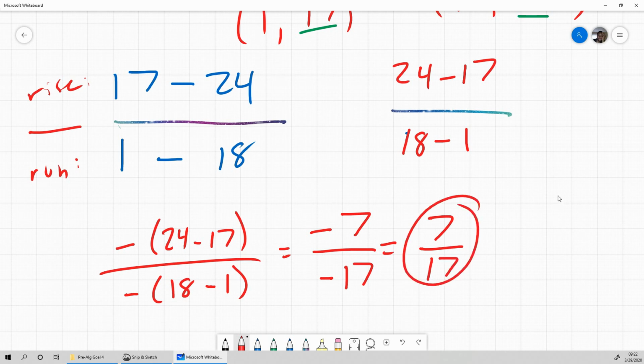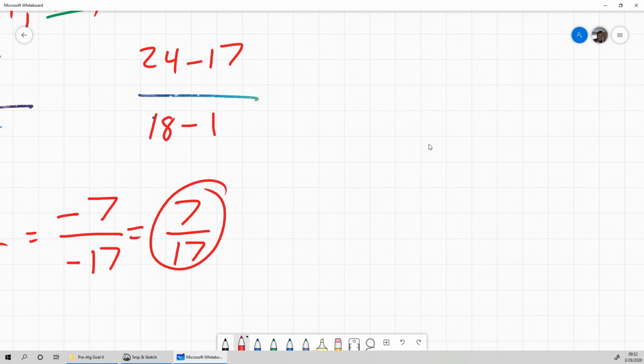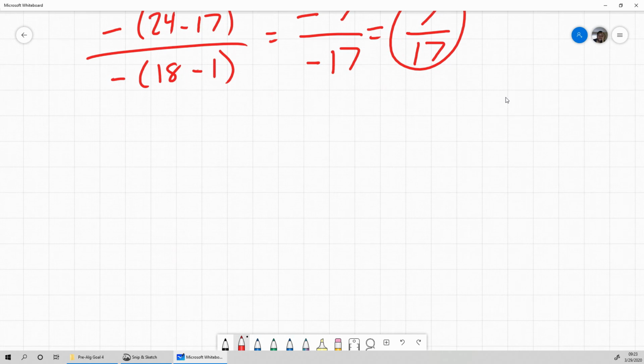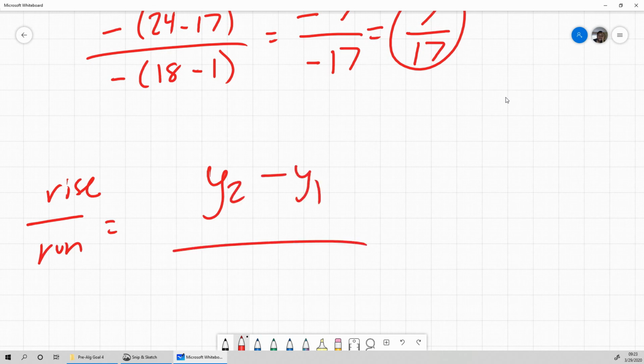Let's do the same math for this one. Well, we just said that 24 minus 17 is 7, and 18 minus 1 is 17. So what do you know? No matter which way you do it, your slope will be the same. And that's slope in a nutshell. Basically speaking, it's rise over run. And you would subtract your 2 y's and then subtract your 2 x's. And that's how you would find slope given 2 points or given a graph.